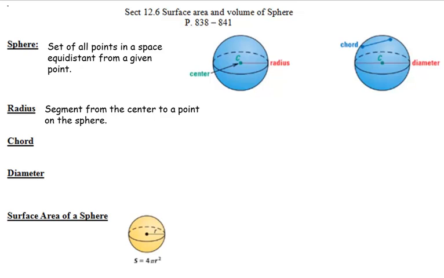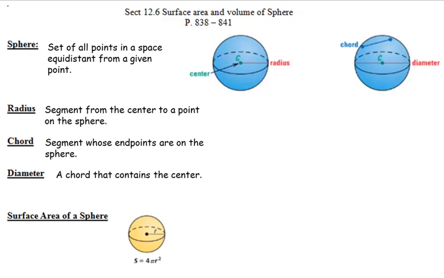A sphere is going to be the set of all points in 3D space equidistant from a given point. And that given point is right here in the center. That's your center point. A radius is going to be a segment that will go from the center out here to the edge of the sphere, to any point on the sphere. That's your radius.